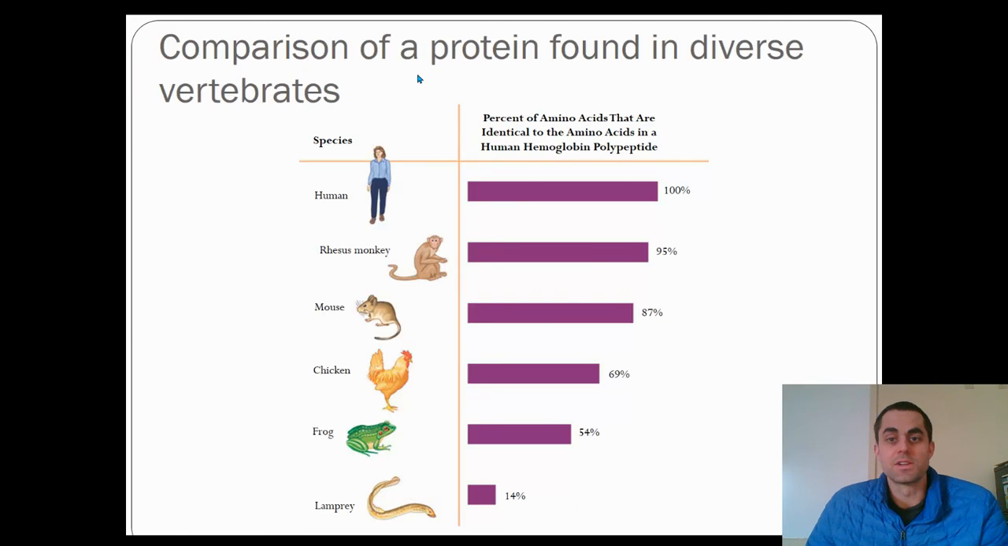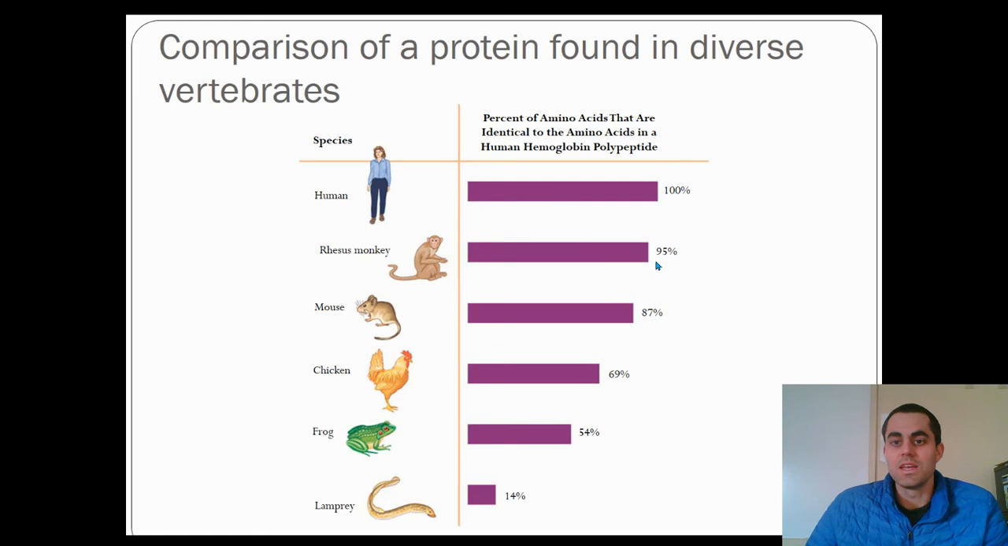Here's another example. This is looking at the protein, again, hemoglobin, and it's looking, instead of the DNA, at the amino acids. So remember, DNA is translated eventually into an amino acid sequence, and that makes the protein. And so we're looking at the same thing. It's still looking at what DNA is produced. But for hemoglobin, humans, of course, share all of it because we're comparing them to ourselves.